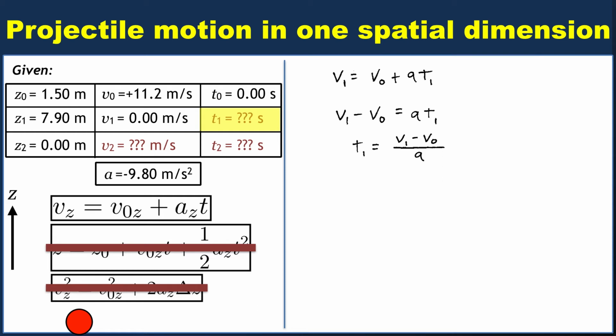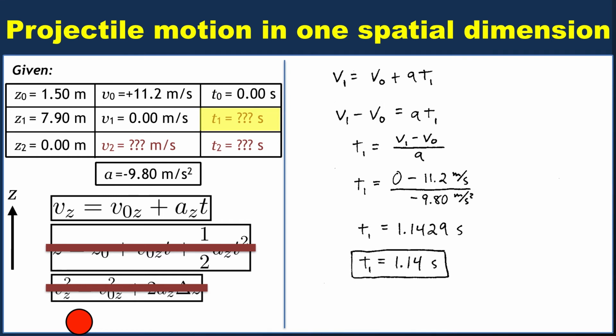We can plug in the variables, and we're sure to watch our minus signs carefully to get that t1 is 1.1429 seconds. Let's round off to 3 significant digits to find that it's 1.14 seconds. So that's how long it takes the ball from the time it leaves Ted's hand to reaching its maximum height. Okay, we'll put that in the table.